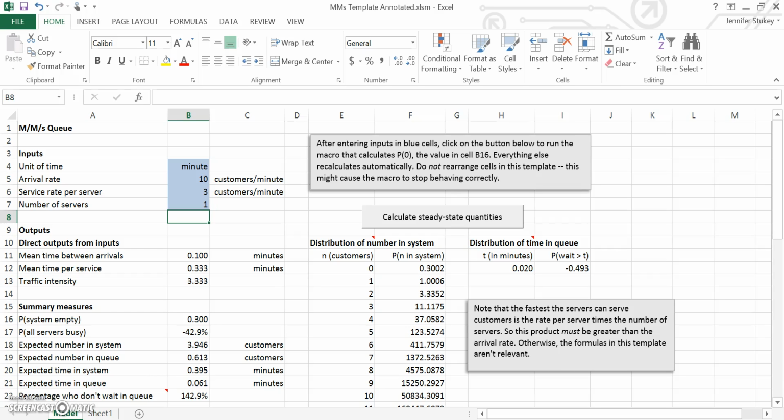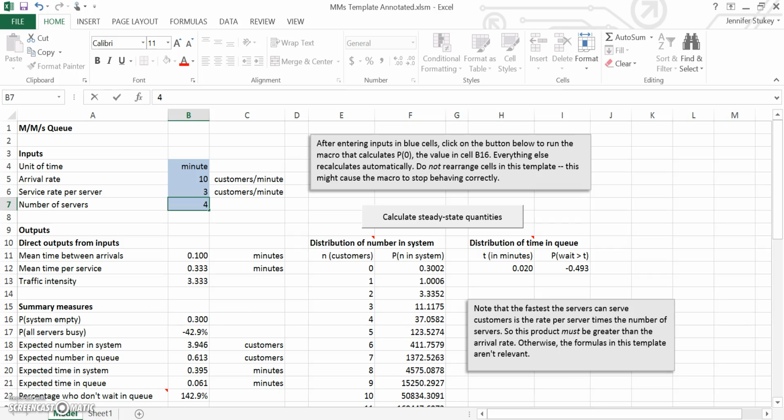The last video showed how to use the MM1 template. That template assumed that you only had one queue. The MMs template does not assume that, so you can have multiple queues in this one. The difference is that they have added this line for the number of servers or number of queues. At this point it's set to 1.